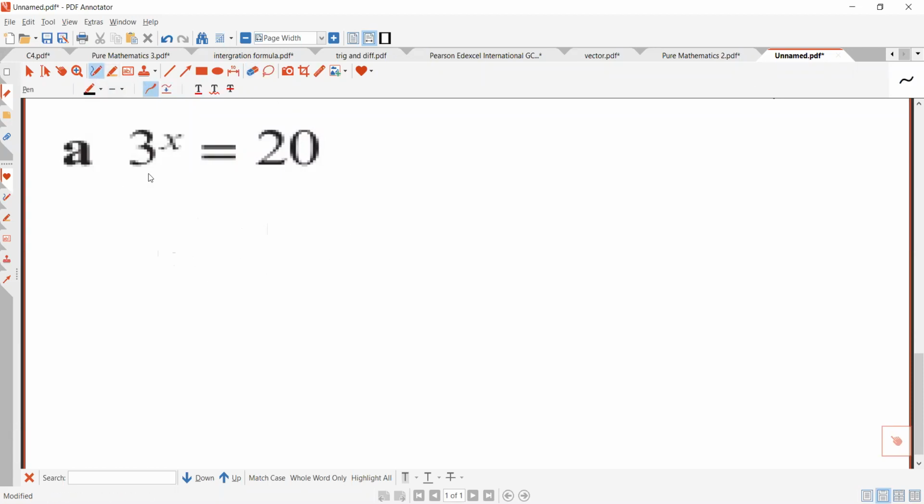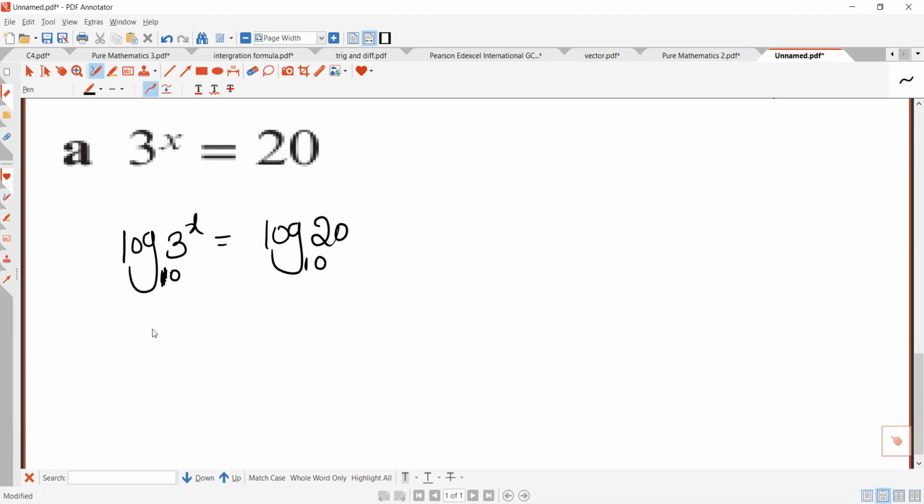If this is a new type of sum, if they ever ask you to find an unknown power, this is what you do. You multiply log on both sides. When you multiply log on both sides, you have a base. By default, we make it base 10. Yes or no? Everyone understood? Yes. So now, how would you do this?